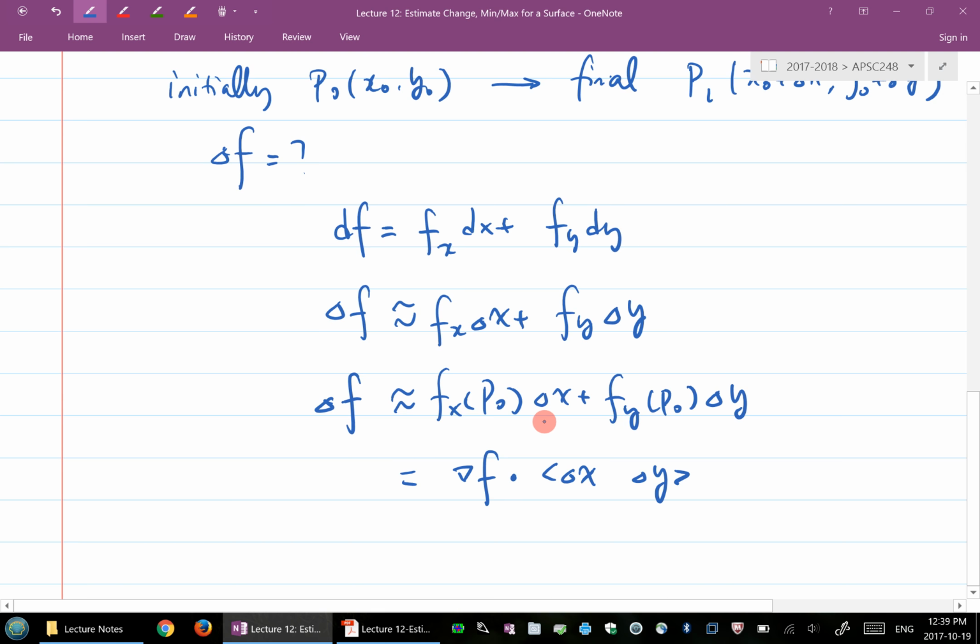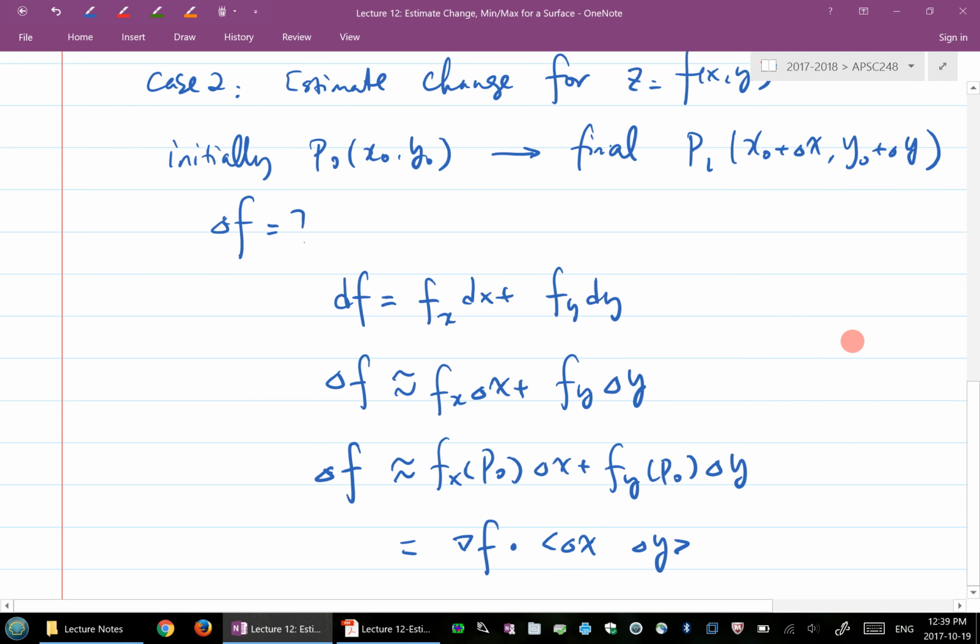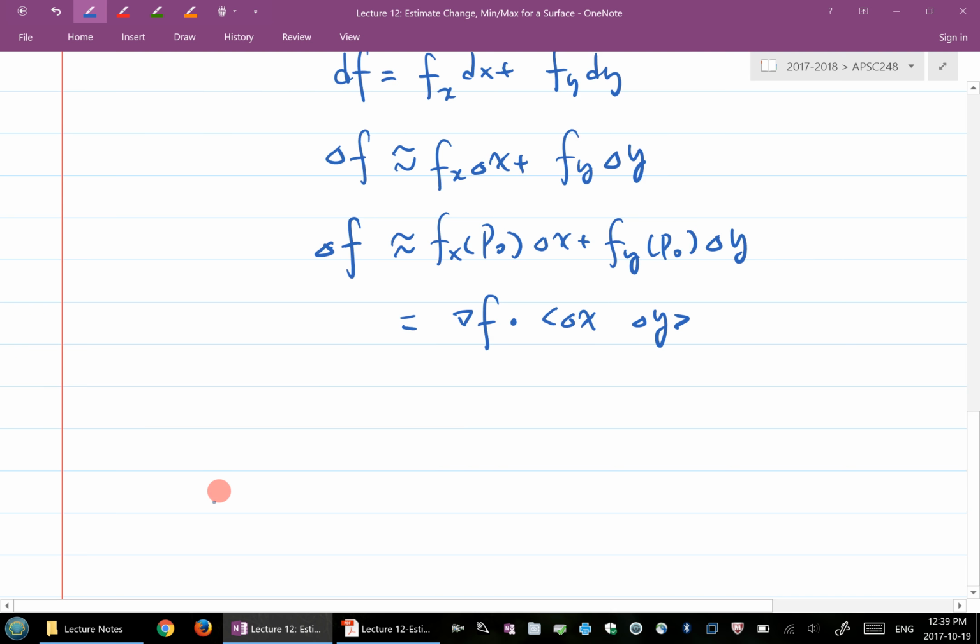So this is the second case. Now if you take another look at the second case here, initially at here and then finally ending up at here, if I change the description slightly, you start from the P0 location and you go to P1, so it's like this. P0 at here, then you go to P1 at here.